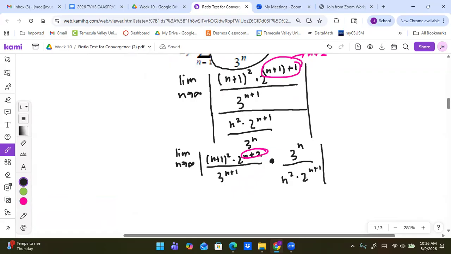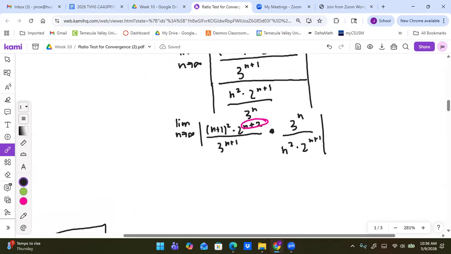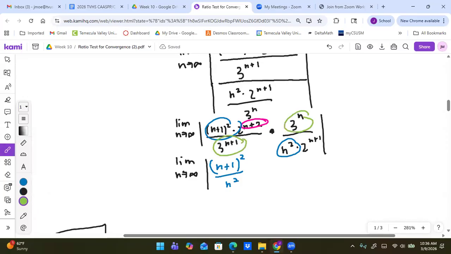Okay, now we're going to group things that are similar together and then simplify from there. Limit as n approaches infinity. Let's see, what should we group here? n plus 1 squared is going to go with this n squared: n plus 1 squared over n squared. What else? 3 to the n plus 1 and 3 to the power of n. Those go together.